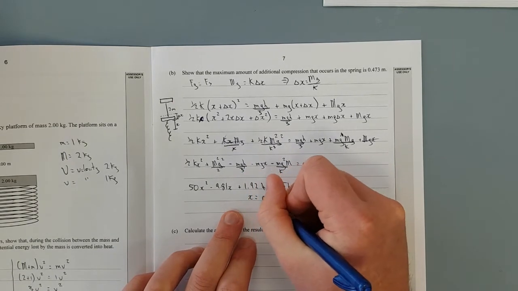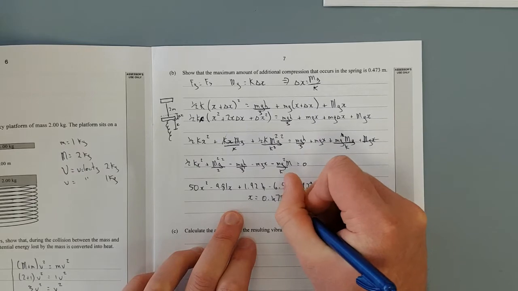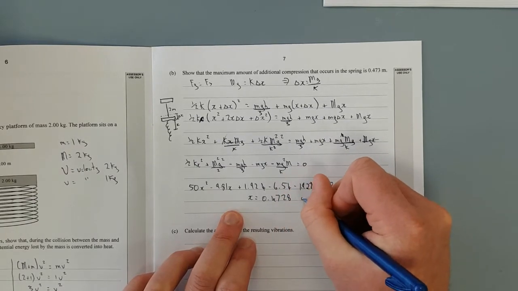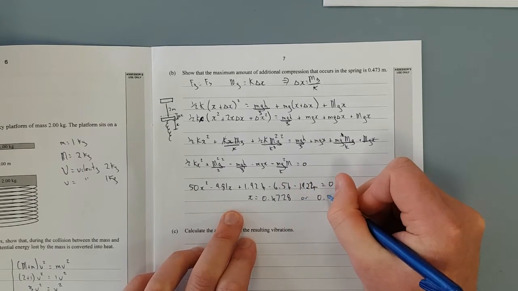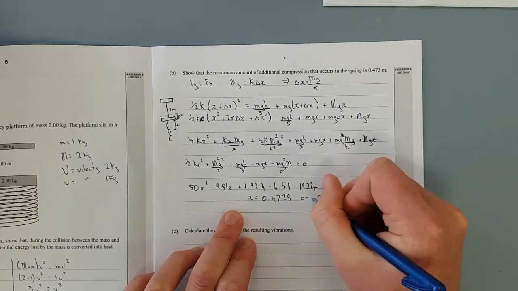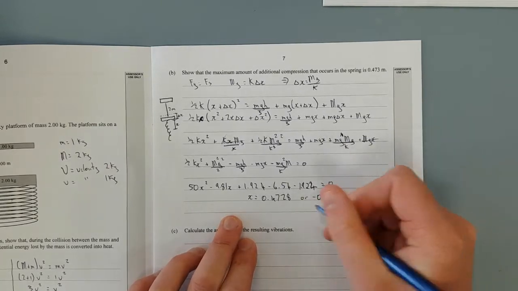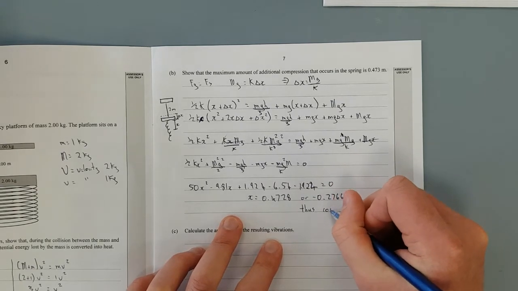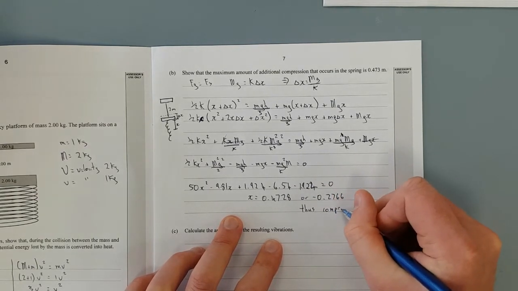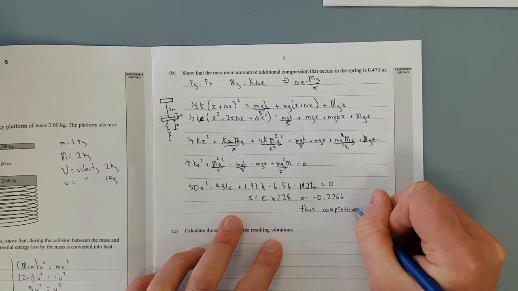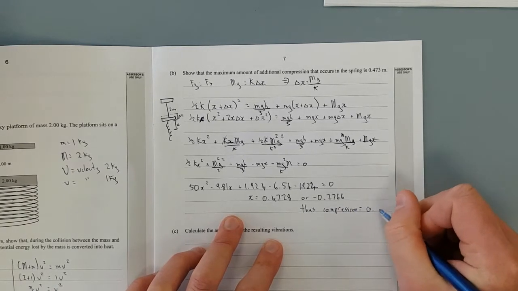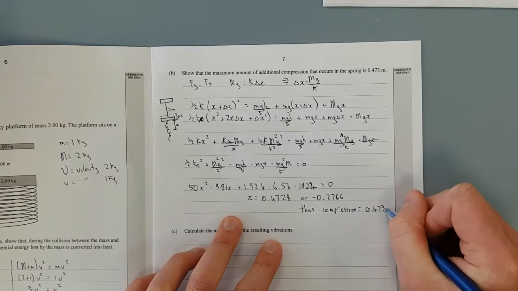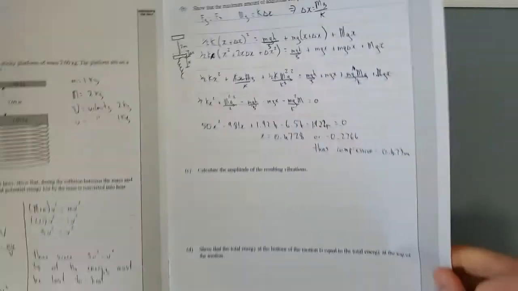X is equal to 0.4728. Hey, we solved it. Or 0.2766, and there's a minus. Thus, compression equals 0.473 meters. Right, we'll move on because we've already used up a whole lot of time.